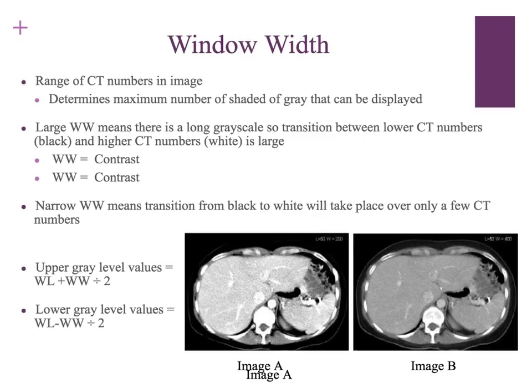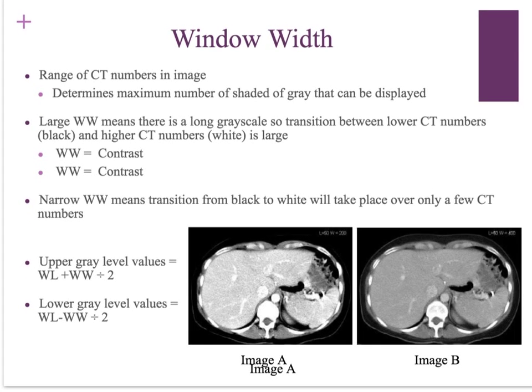Window width is the range of CT numbers on an image. It determines the maximum number of shades of gray that can be displayed. A large window width means that there is a long grayscale, so the transition between the lower CT numbers, which are black, and the higher CT numbers, which are white, is large. A high window width equals low contrast. So basically, as the window width increases, then the contrast decreases. So there are lots of shades of gray.